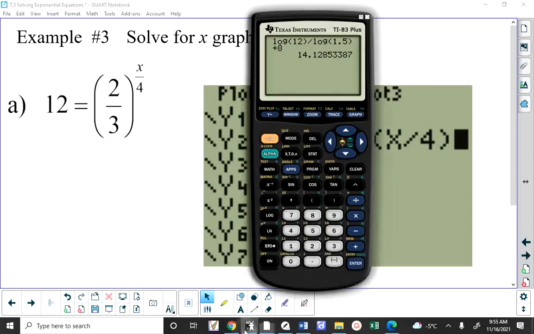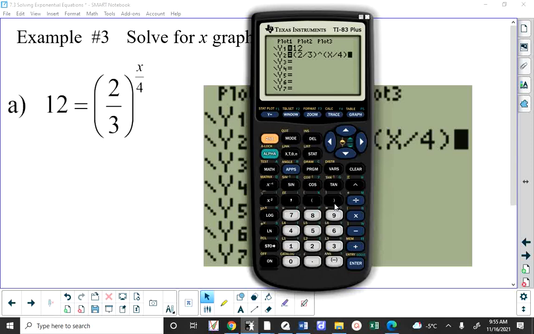12 equals 2/3 raised to the x over 4. So we're going to enter in the two sides of the equation. Left side I'm just going to use as y1. And right side is 2/3. I need the base in its own set of brackets, otherwise I might only be raising part of the base to the exponent. And I also need the exponent in its own set of brackets.